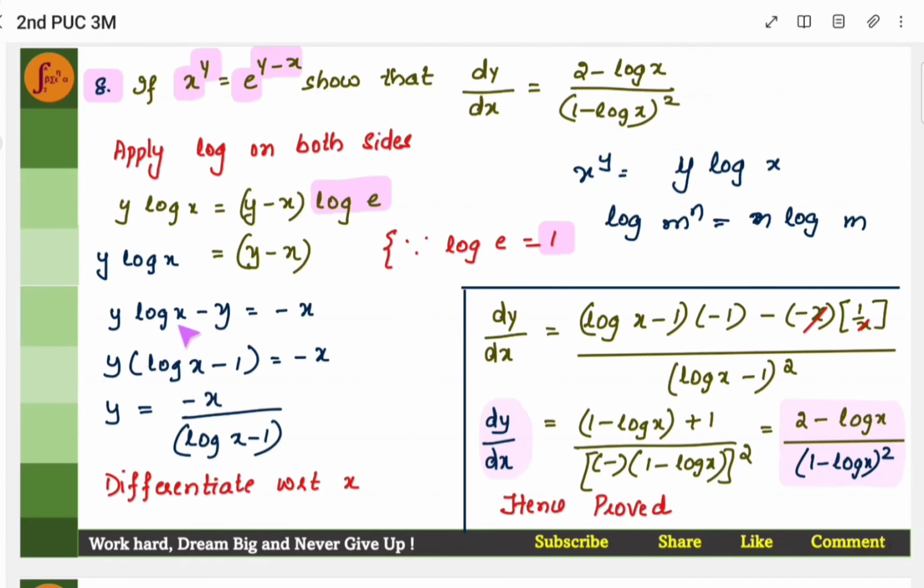Take y to the other side. When I take y to the other side, I'm left with x here, right? Then I'll find only the value of y. Y is equal to this much. Now I'll differentiate, because I have to find dy by dx, right, ultimately. So I'll differentiate, I'll get dy by dx and solve this. You have to prove that this right hand side expression is true.